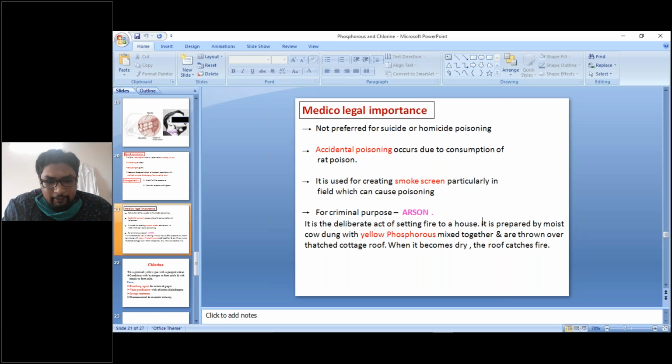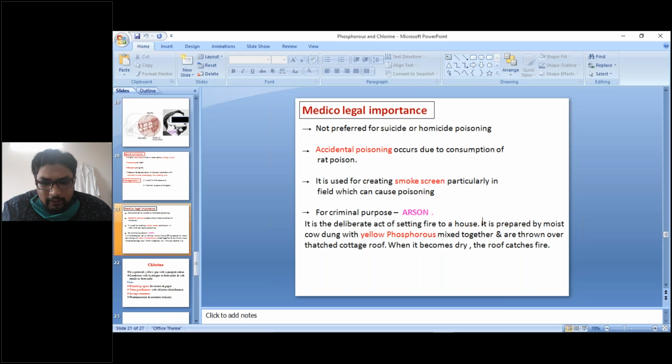It is prepared by moist cow dung with yellow phosphorus mixed together and thrown over the thatched cottage roof. When it becomes dry, the roof catches fire. So it is called arson, where, if people in a community don't like another community, or when communities are fighting, they take the cow dung, mix it with yellow phosphorus and throw it on the thatched houses.